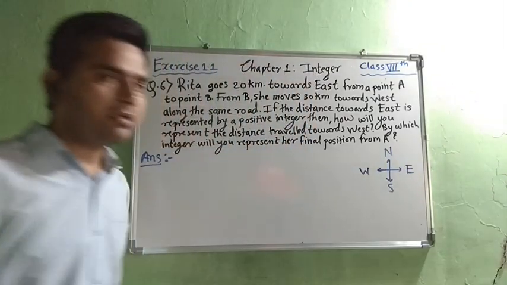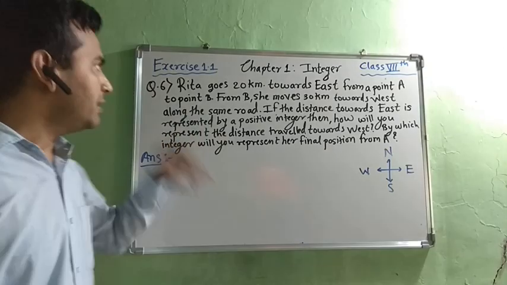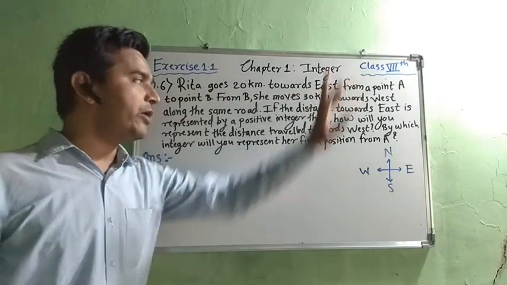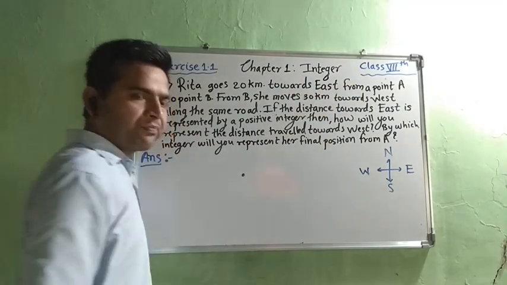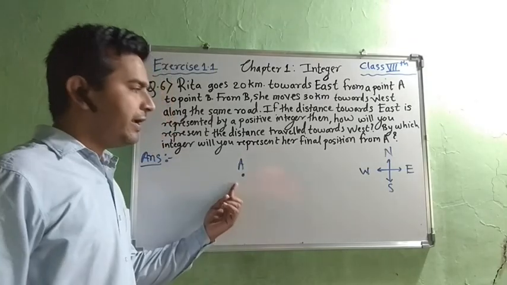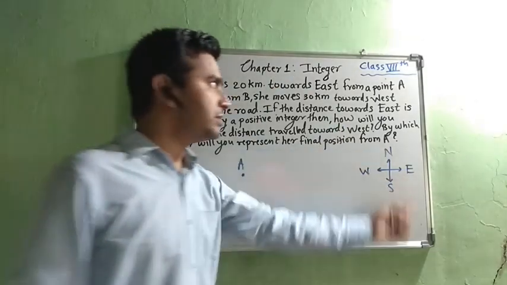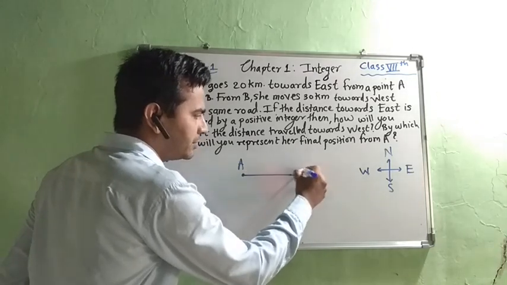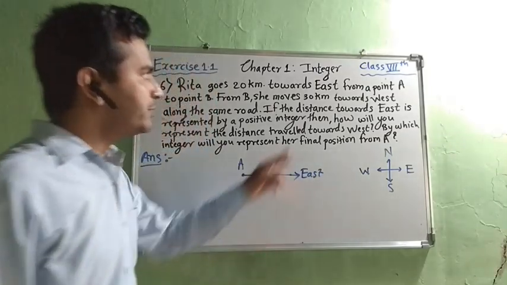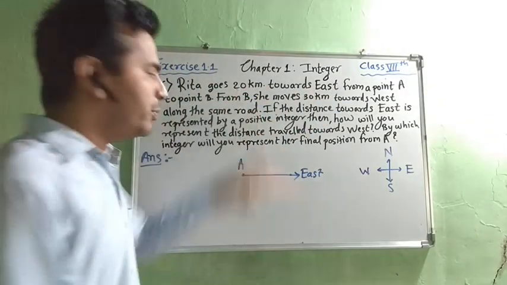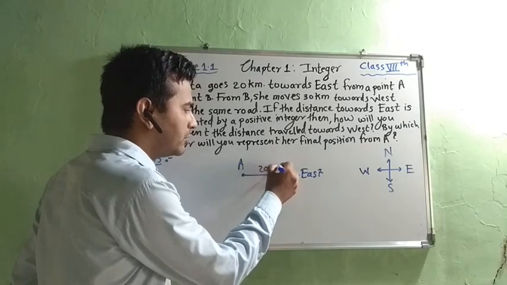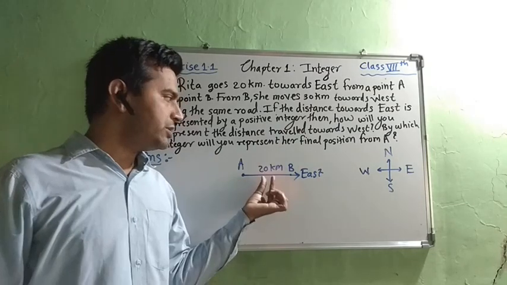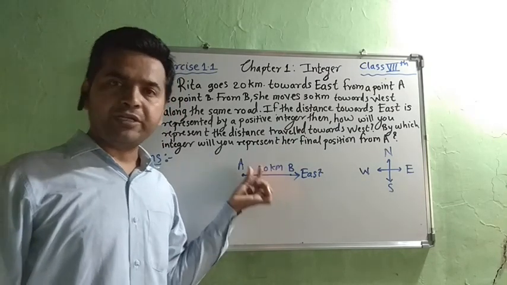Okay, now as per the question, let us see. Rita goes 20 kilometers towards east from a point A. Suppose this is the point A, and from this point A Rita goes towards the east. So here she goes towards east up to how much? Up to 20 kilometers. So this is the point B. From point A to point B she moves about 20 kilometers.